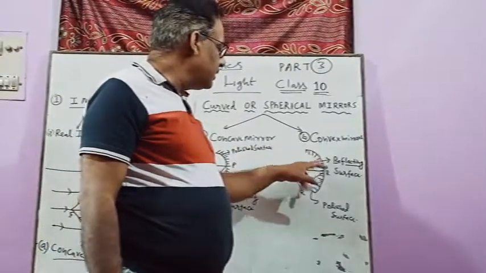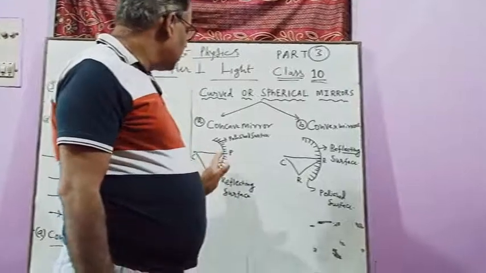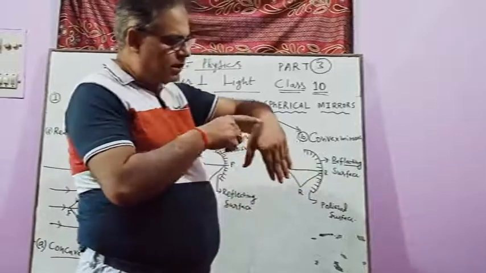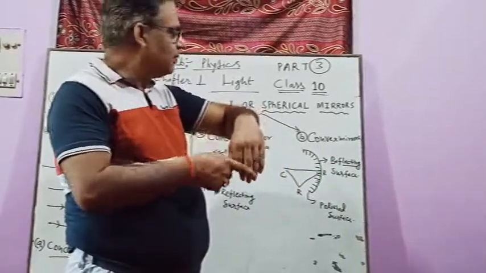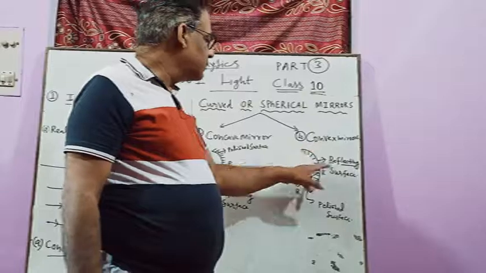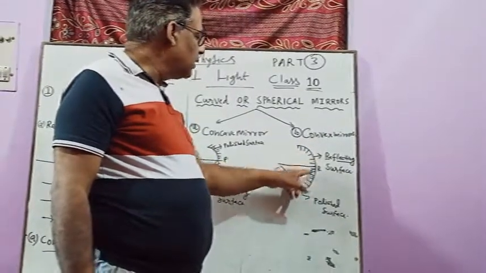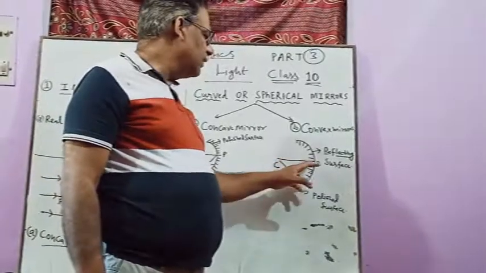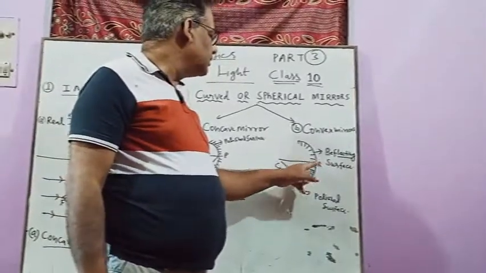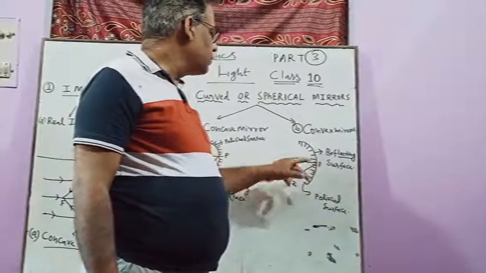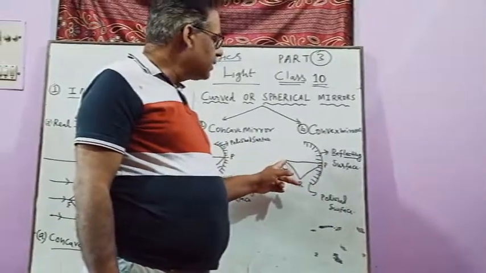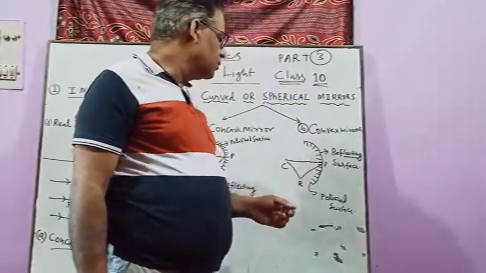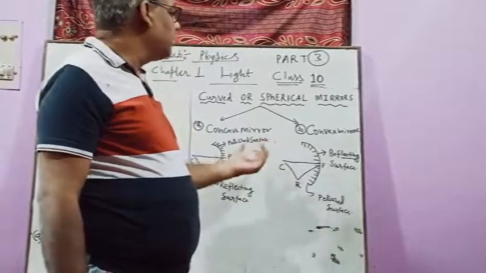Now similarly I am discussing the convex mirror. The convex mirror is just the opposite of the concave mirror. Here the reflecting portion is this bulging part, and this is the polished surface, so reflection takes place through this part. In the same way you get the center of curvature here, and this is called the focus point. The distance between the center of curvature and the optical center P is known as the radius of curvature. So this is about the two types of mirrors.